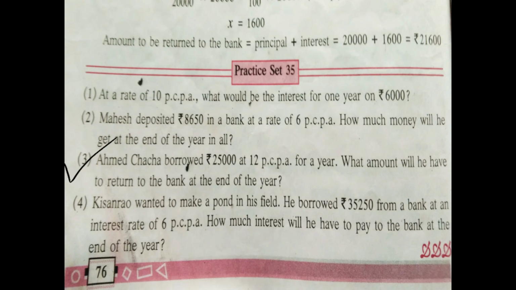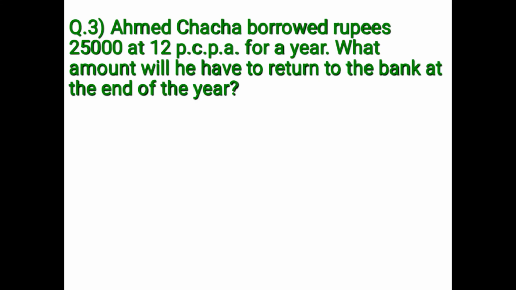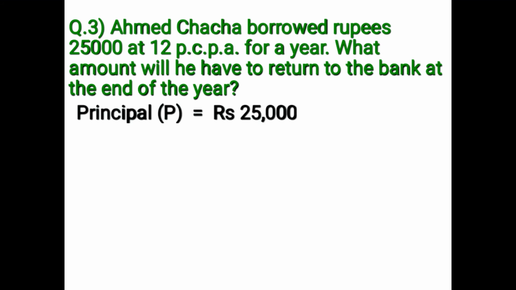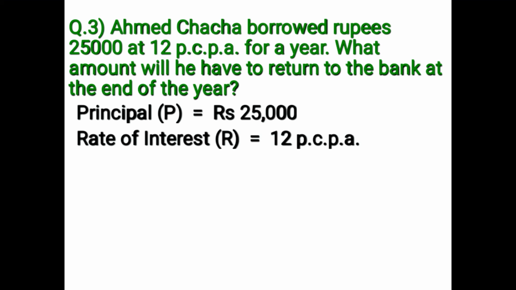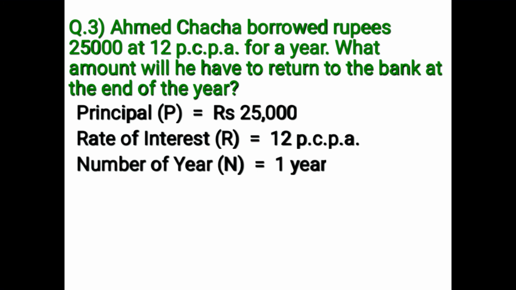Next, the third one. Amar Chacha borrowed rupees 25,000 at 12 PCPA for a year. What amount will he have to return to the bank at the end of the year? Number of years, you have to take 1 year only. At the end of the year means 1 year. So let us begin now. Principal is equal to rupees 25,000. Rate of interest is equal to 12 PCPA. Number of years is equal to 1 year.